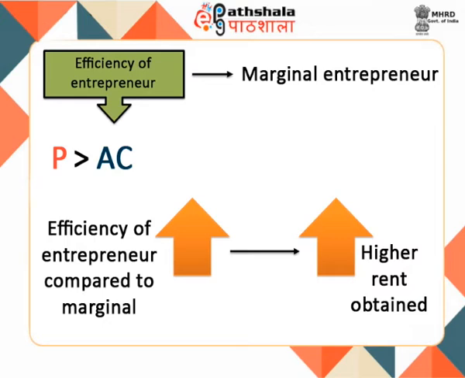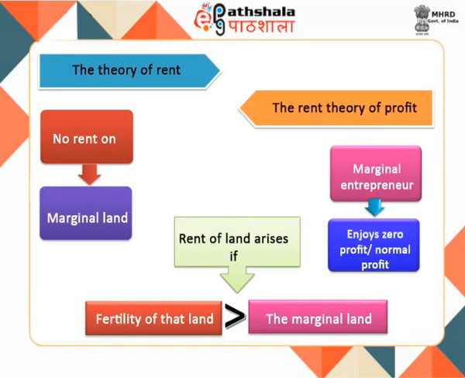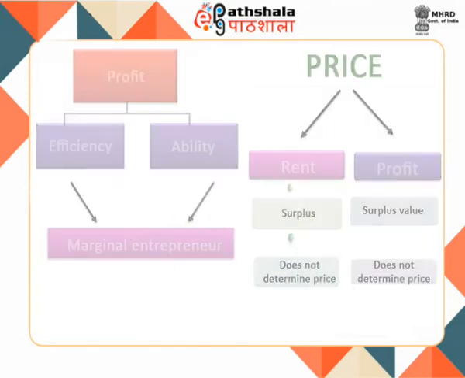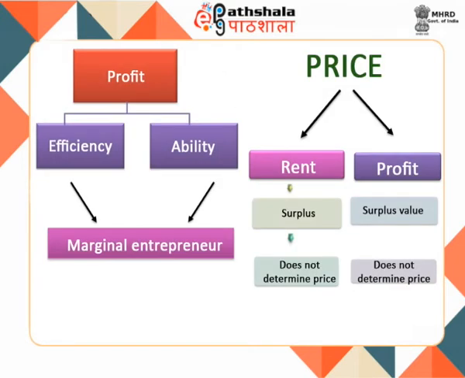The theory of rent and the rent theory of profit are quite similar to each other. In the rent theory of land, there is no rent on marginal land. Similarly, in the case of profit, the marginal entrepreneur enjoys zero profit or normal profit. The rent of a land arises if the fertility of the land is relatively higher than the marginal land. By adopting the same approach, we can say that the profit of a firm depends on the efficiency and ability of the entrepreneur relative to the marginal entrepreneur.